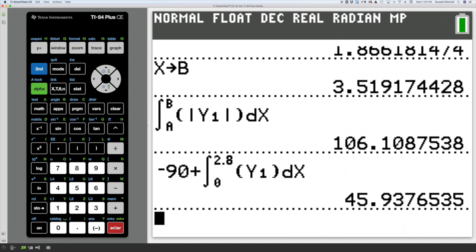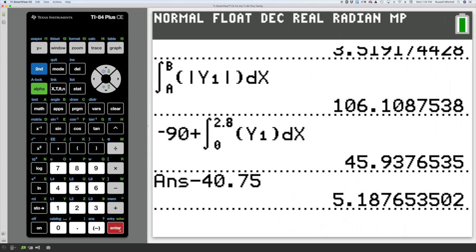So if we find the difference between these, I'm going to take that answer and subtract the position of particle P at 2.8. So I take my answer, minus 40.75, and we'll know the distance between them. The distance between them is 5.188 meters.